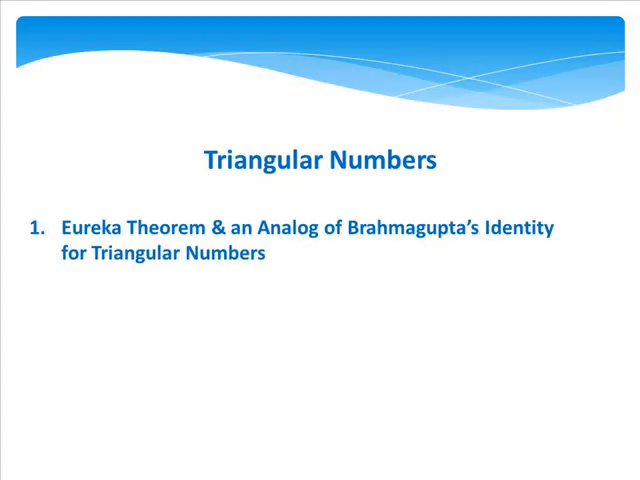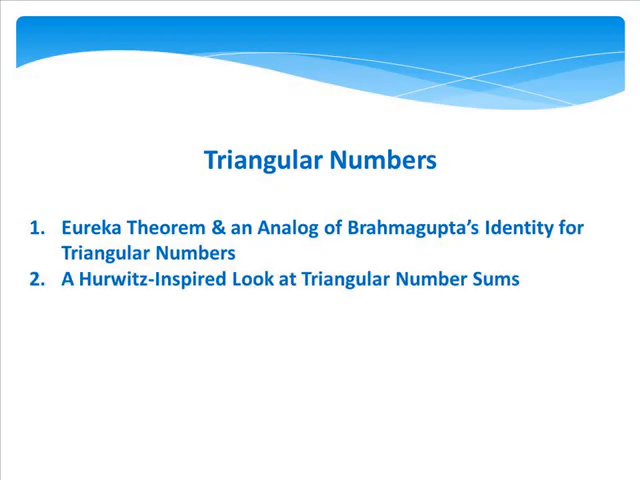Hi. The first section examines the link between the Gauss-Eureka theorem and Euler's extension of the sum of two squares theorem, showing that n is a sum of two triangular numbers if and only if 4n plus 1 is a sum of two squares. It concludes with an analog of Brahmagupta's identity for triangular numbers. The second section explores the relationship between sums of triangular numbers and sums of squares, drawing parallels to the implication of Hurwitz's theorem.